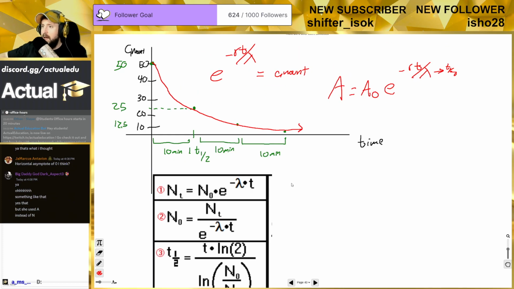Okay, so it's, sorry, I had my lambdas wrong. It's e to the negative lambda t is what we say. This is it. So that would be A is equal to A naught. So this is the amount you start with. This is the amount you have at a certain time. And then this is e to the negative lambda t, okay?